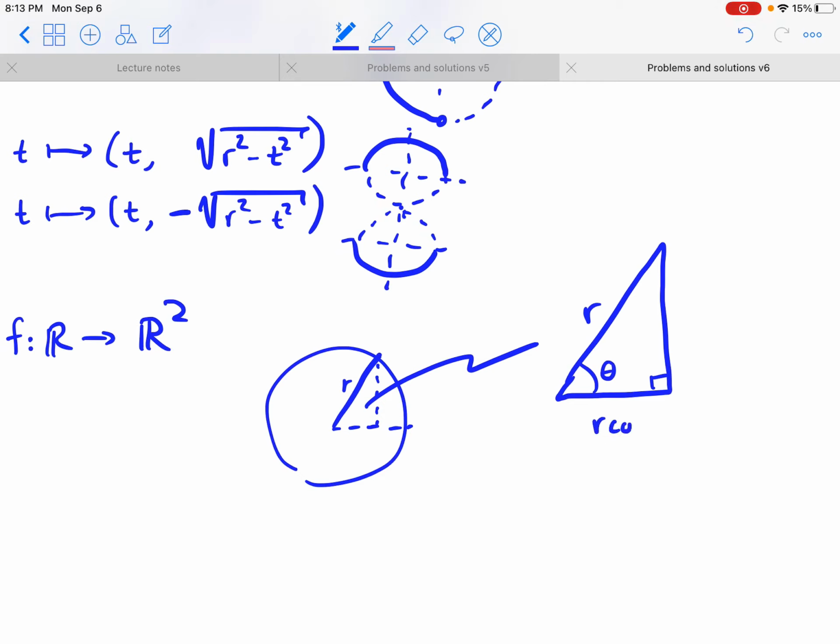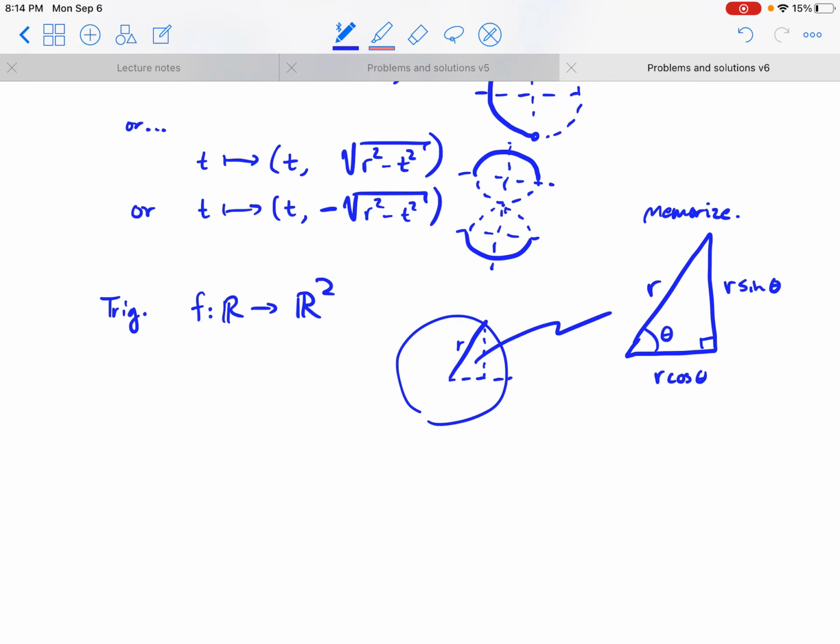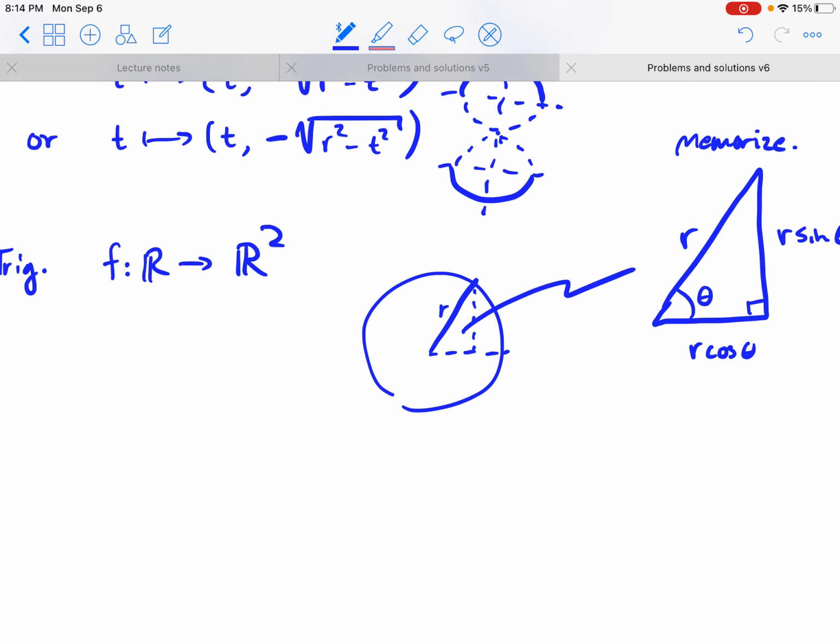If I call this angle theta, then what you should just immediately memorize is that the leg of the triangle opposite theta is r sine theta. That's a theta, not a 0. And the leg adjacent to the angle theta is r cos theta in length. You should just memorize this. Make this picture your friend. It's going to come up everywhere.